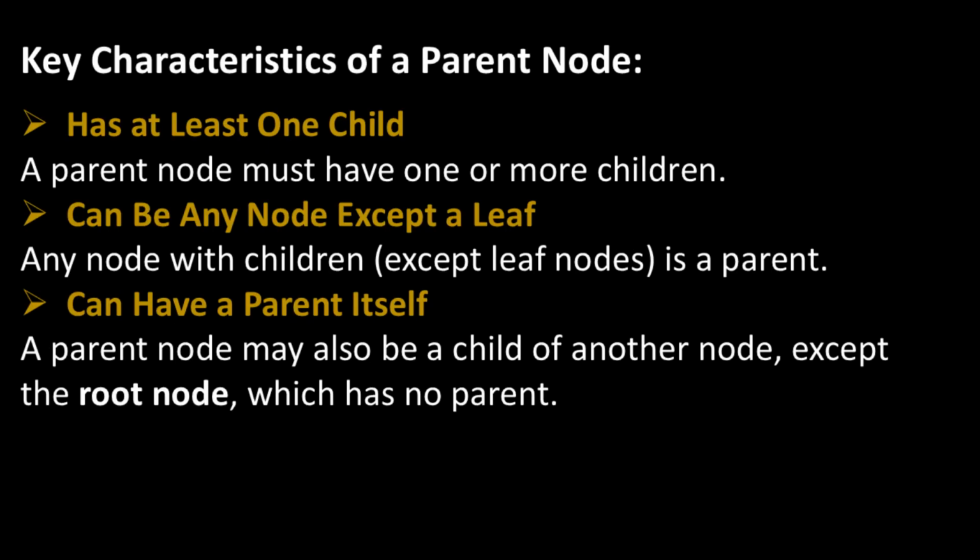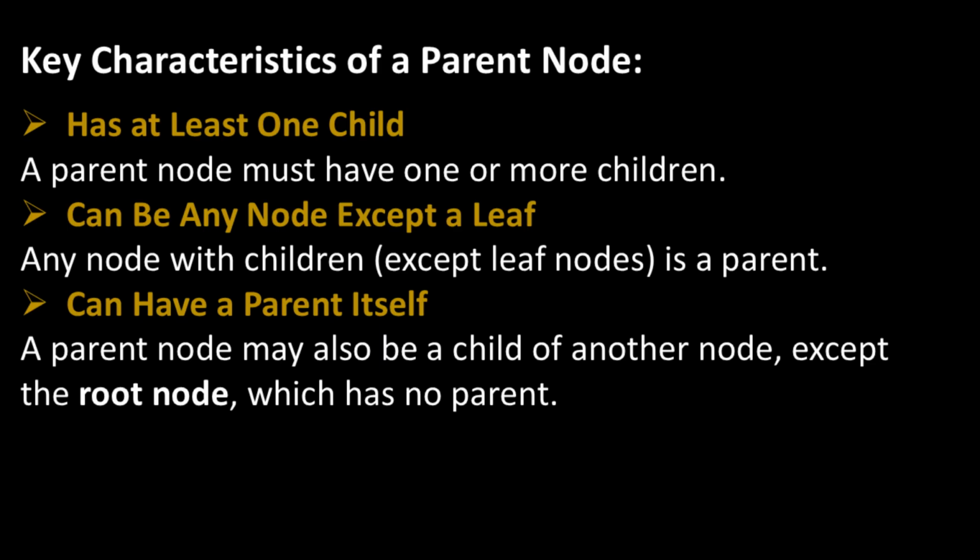First one, has at least one child. A parent node must have one or more children. Second one, can be any node except a leaf. It means any node with children is a parent. And the third one, can have a parent itself. A parent node may also be a child of another node, except the root node, which has no parent.